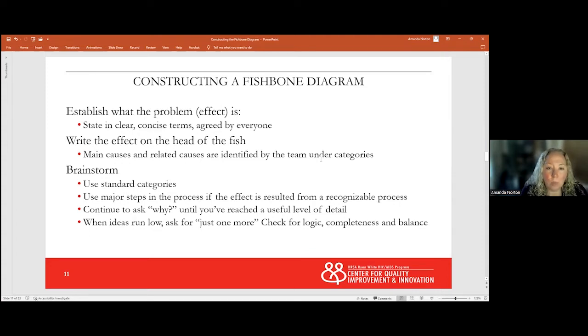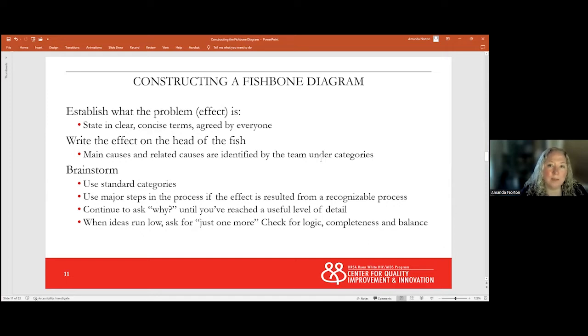So we've got our effect, we've got our problem. It's clear, it's concise, and as a team, we've agreed upon it. So this is the head, the main box of our fishbone diagram. Now we're going to work on making the spokes, or the bones of it, that are the causes. What is causing this to happen? The main causes are usually a handful of standard categories that we work from, and we'll talk about those.